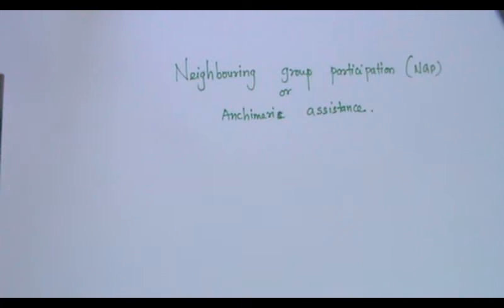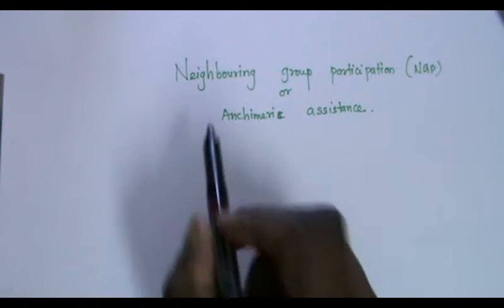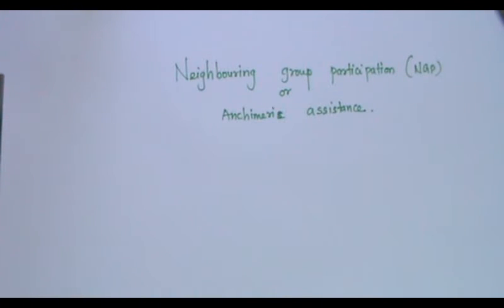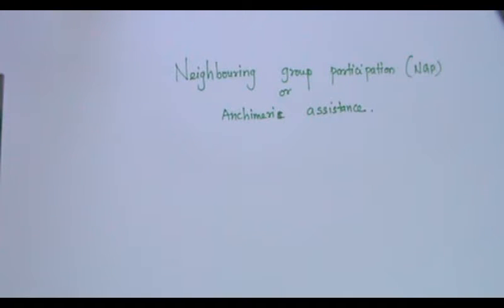In this video, we are going to discuss neighboring group participation. The short form is NGP. It is also known as anchimeric assistance. What is this?